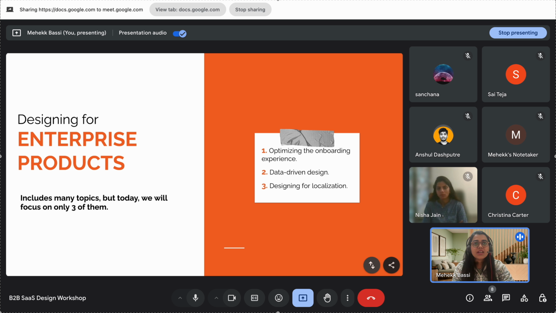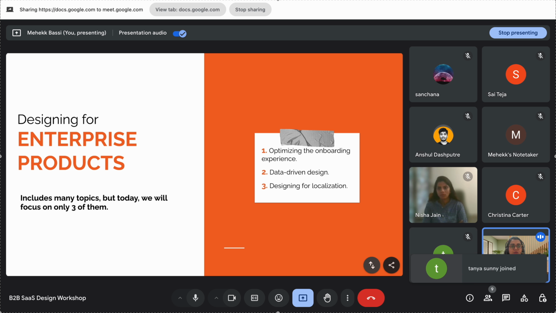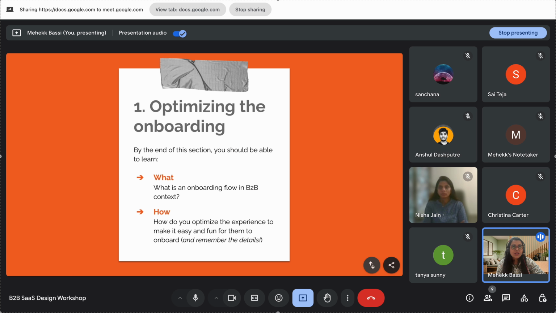Moving on, designing for enterprise products. It includes many topics and it would be hard to cover every one of them in this workshop. So I will only focus on three of them for today. The first one being optimizing the onboarding experience, then data-driven design, and designing for localization. Starting with optimizing the onboarding. By the end of this section, you should be able to learn what an onboarding flow is in a B2B context and how you optimize the experience to make it easy and fun for your users.